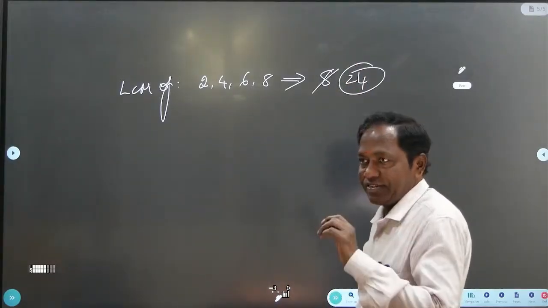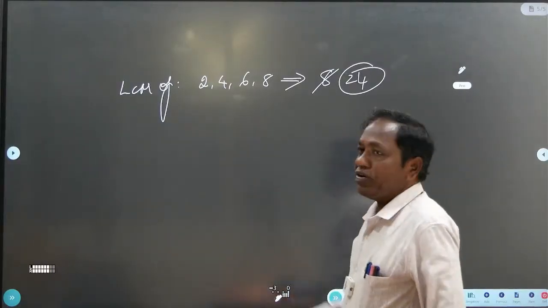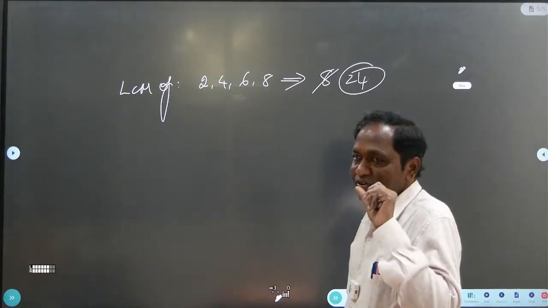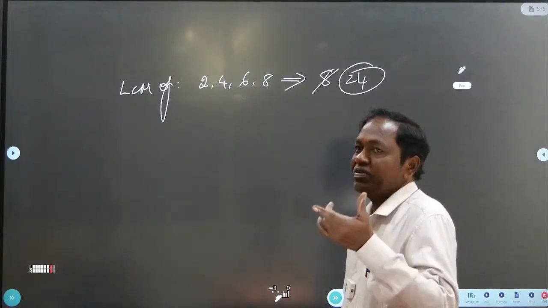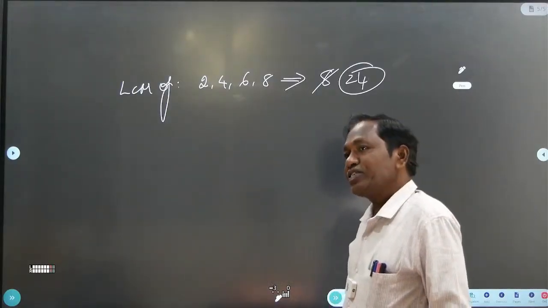Yes, 24 is the LCM. I'll tell you, now we can see the LCM can always be a larger number than the given numbers. LCM is always at least the largest number of the given numbers. What are the given numbers? 2, 4, 6, 8. What is the largest number?